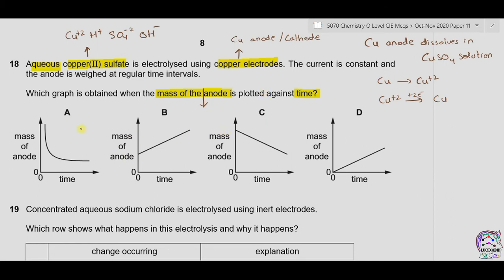As the reaction takes time, therefore A is incorrect because in A the graph is very steep and the mass of anode decreases abruptly, while in C the mass of anode decreases slowly, which is what happens in this reaction. In B and D the mass of anode increases, which is incorrect. This experiment is actually used for the purification of impure copper. So the answer is therefore C.